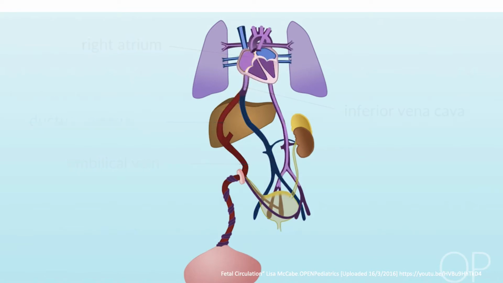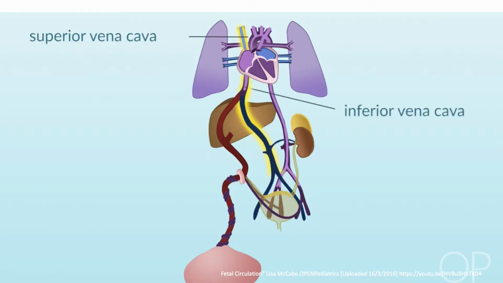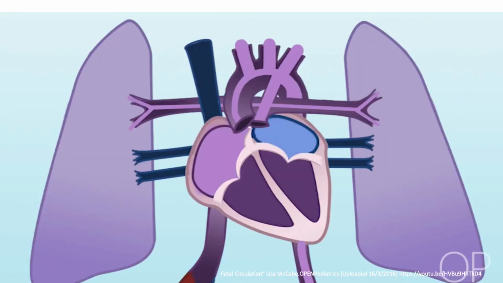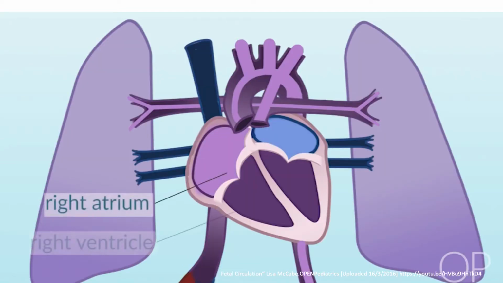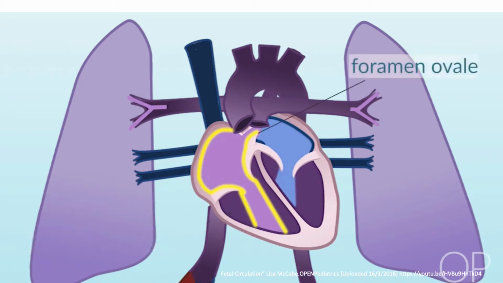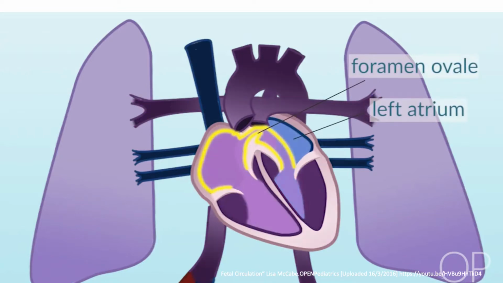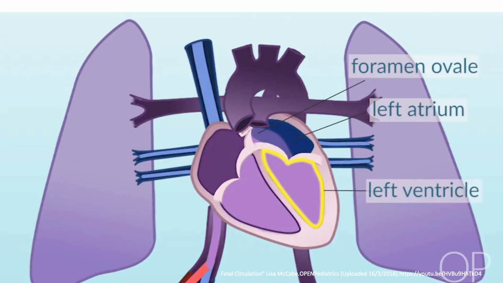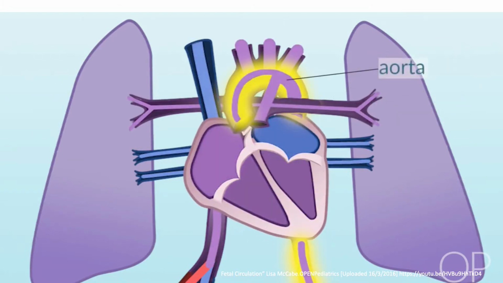This blood mixes with blood returning to the heart from the upper body via the superior vena cava and from the lower body via the inferior vena cava. Once in the right atrium, some of the blood flows to the right ventricle and some of the blood flows through the foramen ovale to the left atrium and into the left ventricle, where it is then pumped out into the aorta to the body.